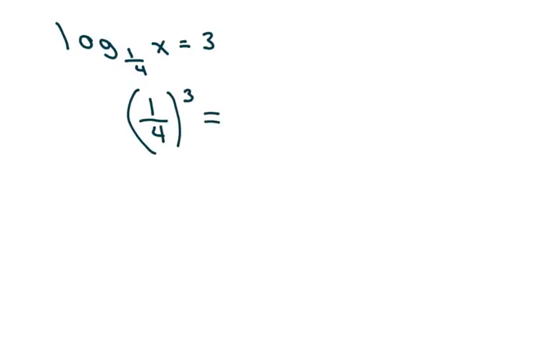Now let's get into some harder ones. We have log base 1/4 of x equals 3. So basically, we're going to write my base is 1/4, my power is 3, equals x. So 1 cubed is 1, and 4 cubed is 64. So that is your x.